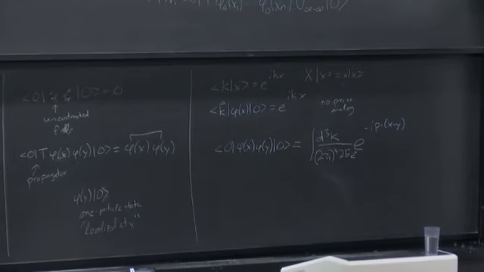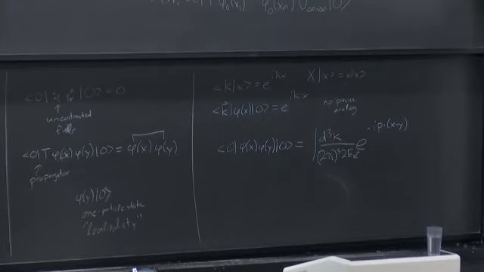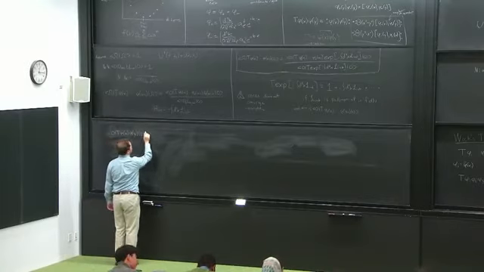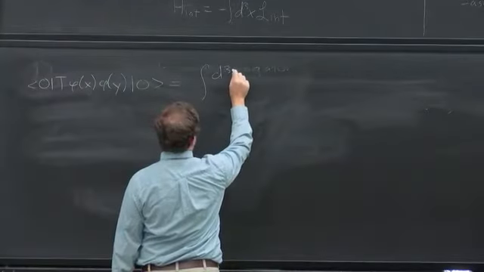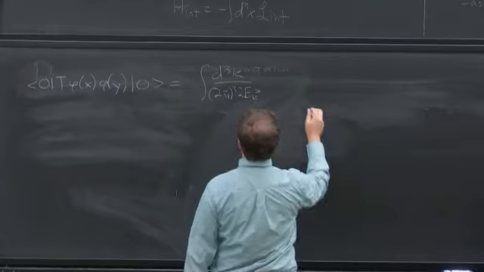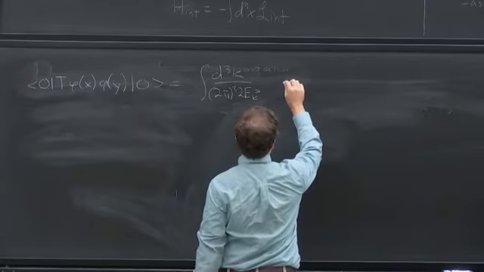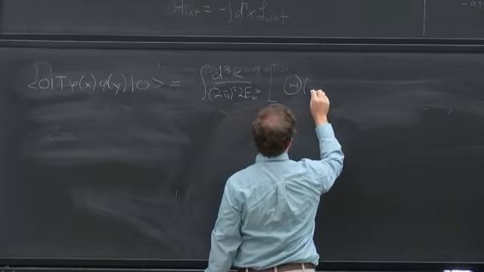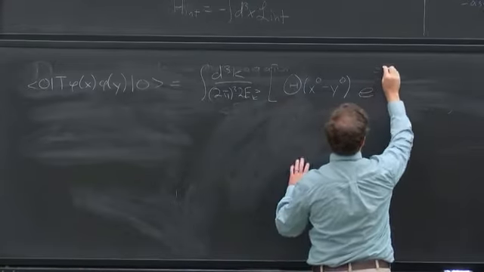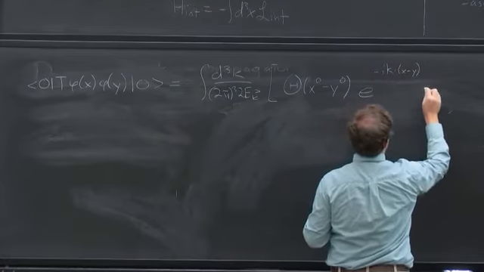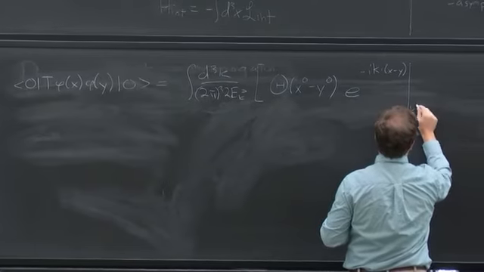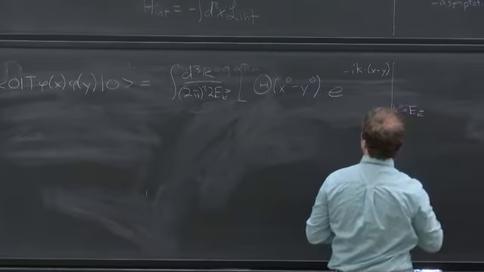And so the time-ordered propagator has two terms. I'll write this as the integral d3k. If x naught is greater than y naught, then we get the result we had before. This is implicitly evaluated at k naught equals ek. We also have another term.